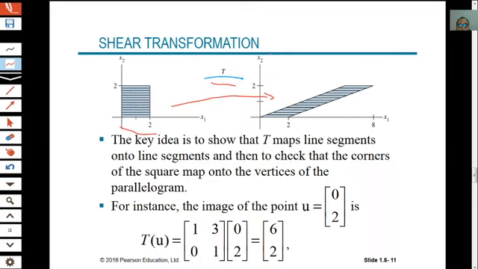And by using the definition, and by considering the corner points of the square, we can see the image intuitively. T of x is defined by A times x, which means the matrix A, [1, 3; 0, 1], and the vector x. For example, let's consider the left upper corner point of the square, which has the components 0, 2. Actually, we consider its position vector.